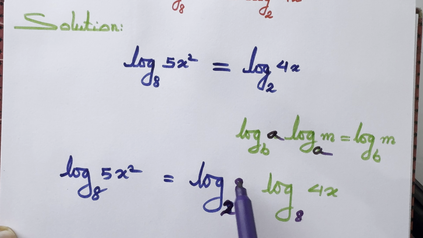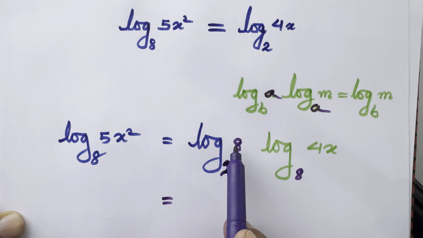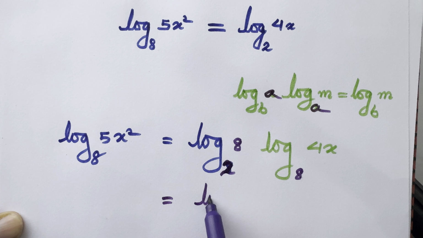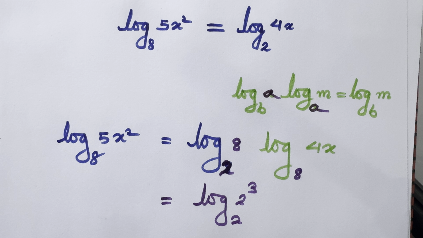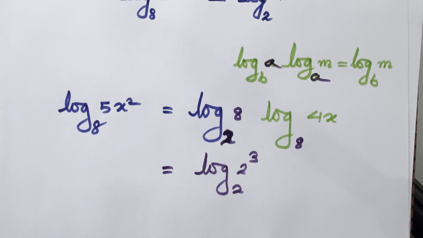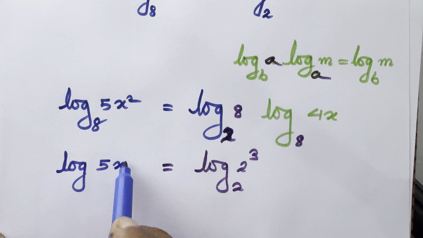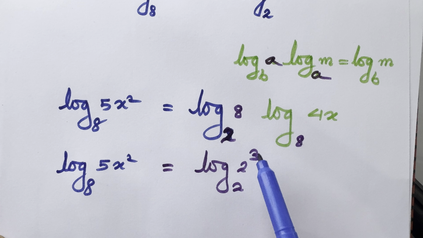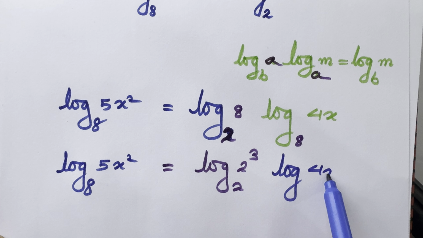It is something like we cancel the log out and the number 8 out, and so we can change the base. Now log of 8 with base 2 is log of 2³ with base 2. The rest of the expression we can copy as it is. Log of 5x² with base 8 equals log of 8 with base 2, that is log of 2³ with base 2, times log of 4x with base 8.